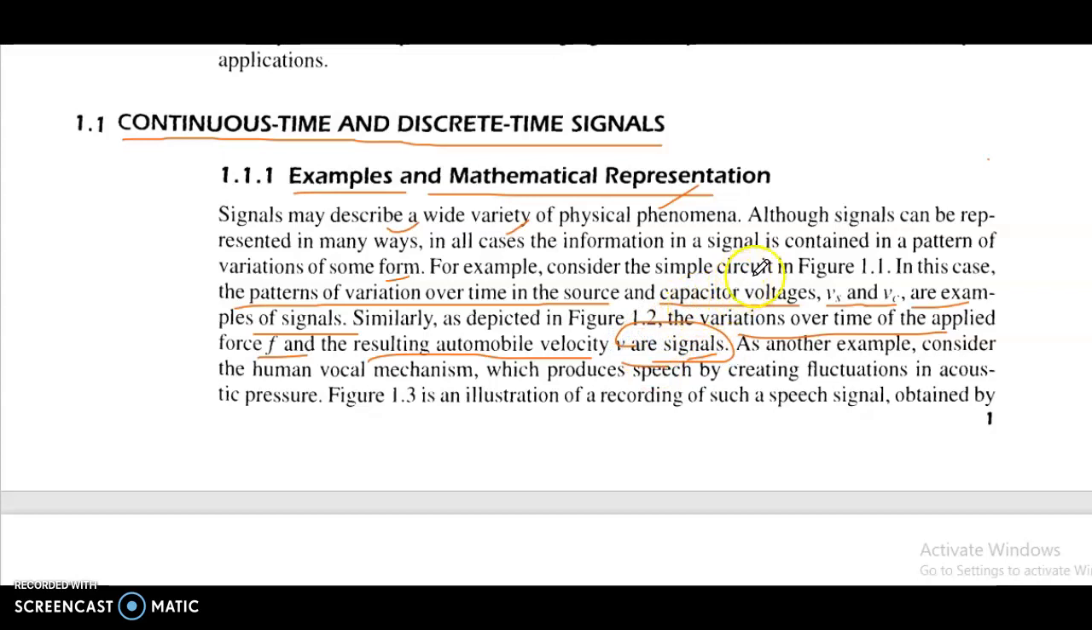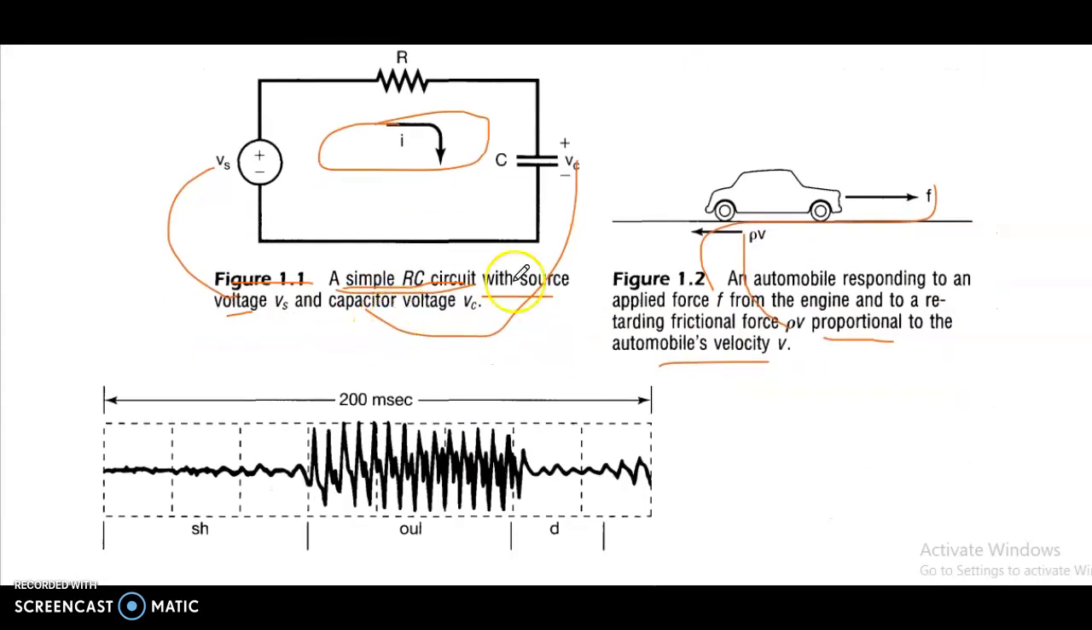Here, Vs and Vc are examples of signals. These are the signals.